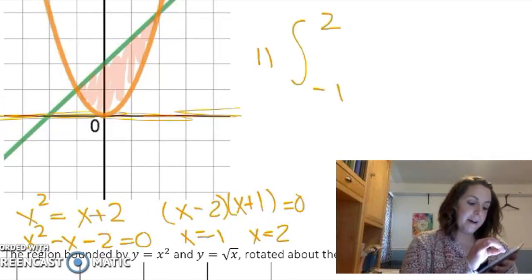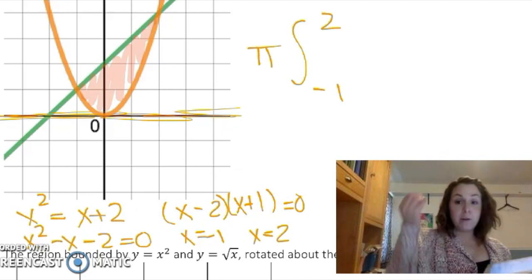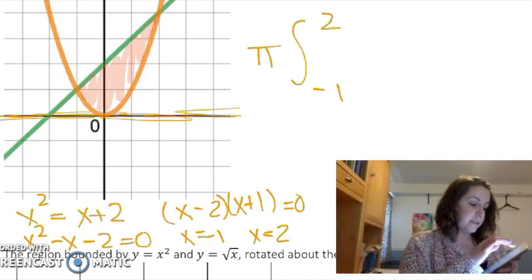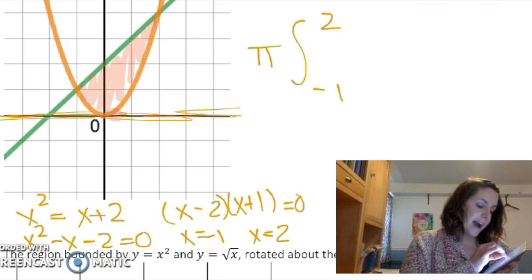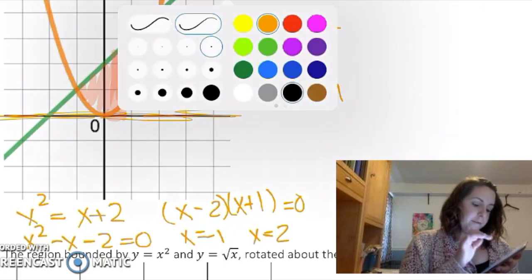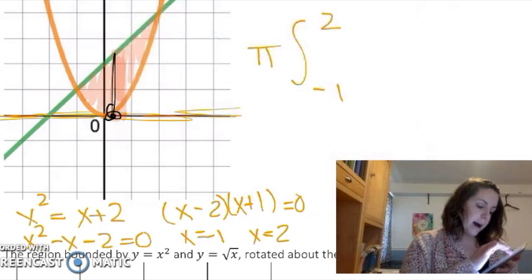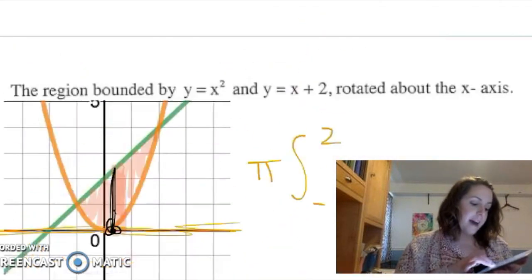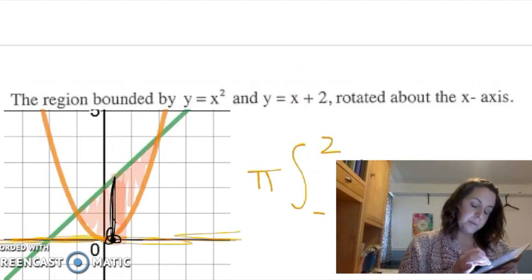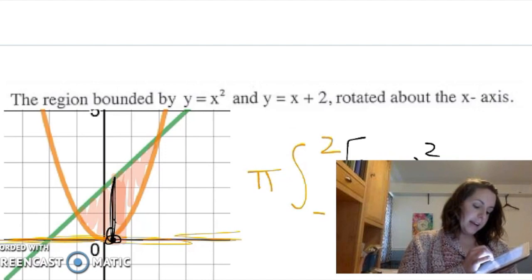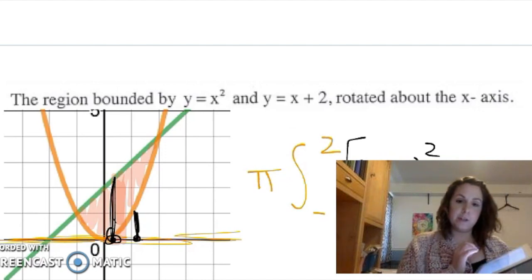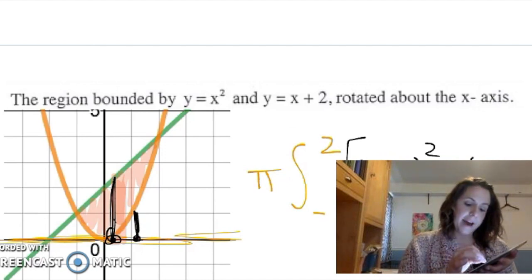And I know my pi is going to be out front. And now I want my outer radius squared minus my inner radius squared. So let's think about this. From the axis of rotation to the top, let me go a little darker here. From the axis of rotation to the top, that's my outer radius. So that's going to be (x plus 2) squared, minus my inner radius, which is from my axis of rotation to the bottom function, which will be x squared.